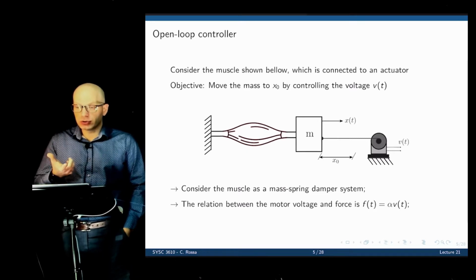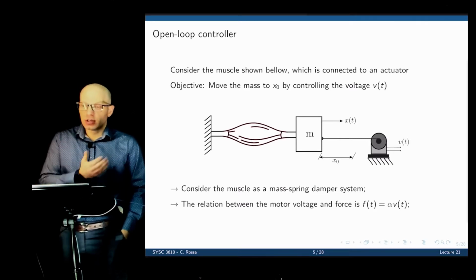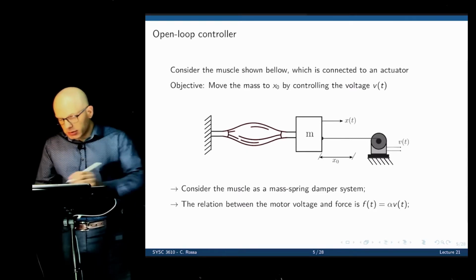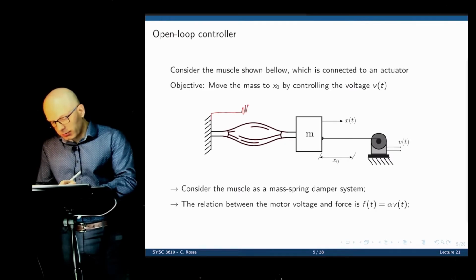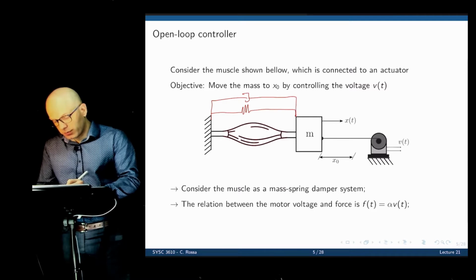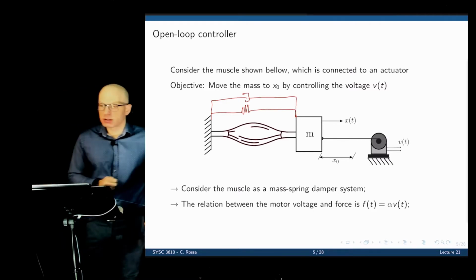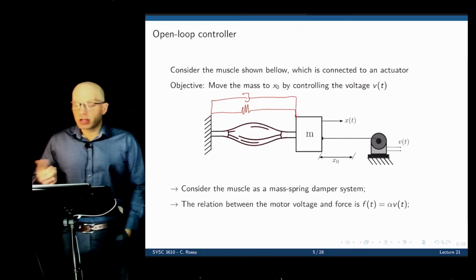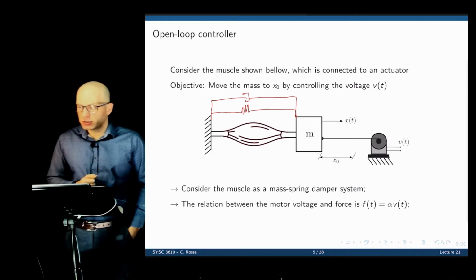So we are applying a voltage to the motor, it turns into force, creates a displacement. The muscle here is represented as a mass spring damper system. It can be represented like that if you put two elements in parallel like this, one for the viscous friction and another one for its inherent elasticity.